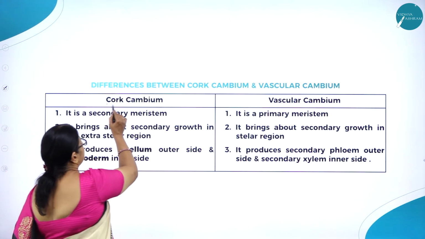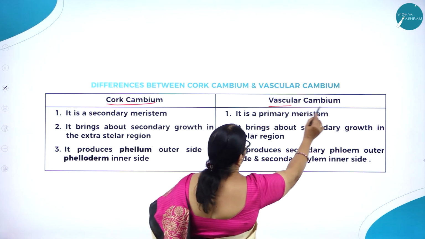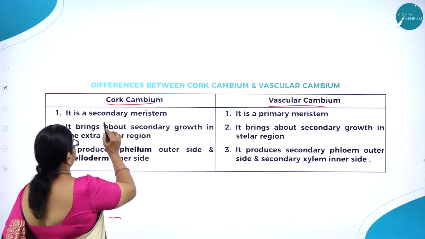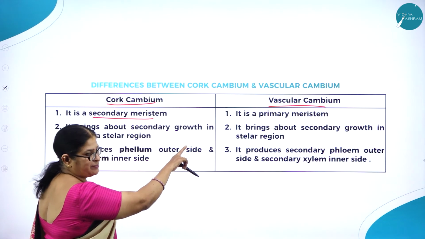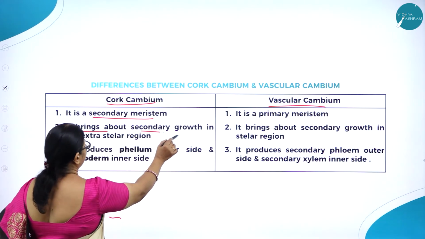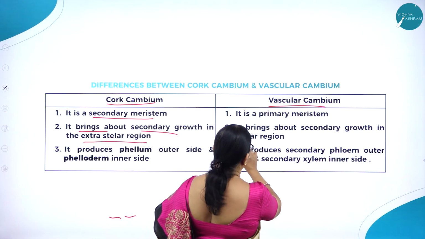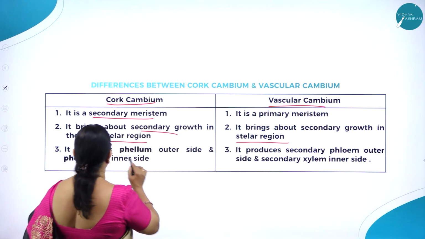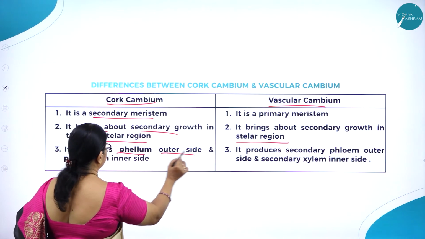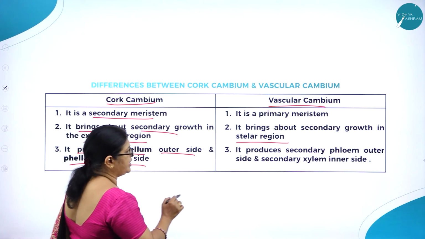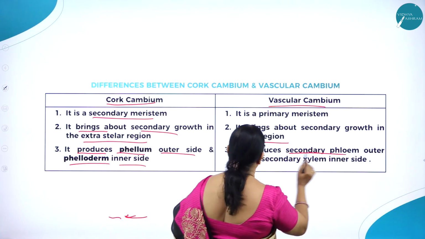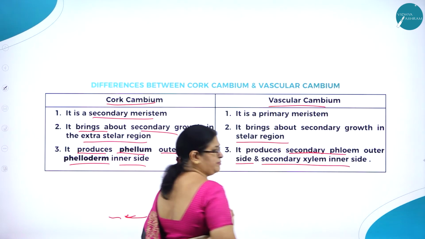Then let us understand the differences between cork cambium and vascular cambium. Cork cambium is a secondary meristem, vascular cambium is a primary meristem. Cork cambium brings about secondary growth in the extrastellar region, vascular cambium brings about secondary growth in the intrastellar region. Cork cambium produces phellem on the outer side and phelloderm on the inner side. Vascular cambium produces secondary phloem on the outer side and secondary xylem on the inner side.